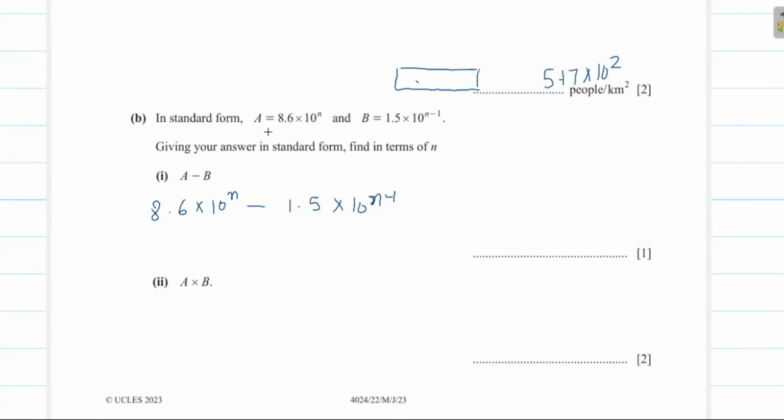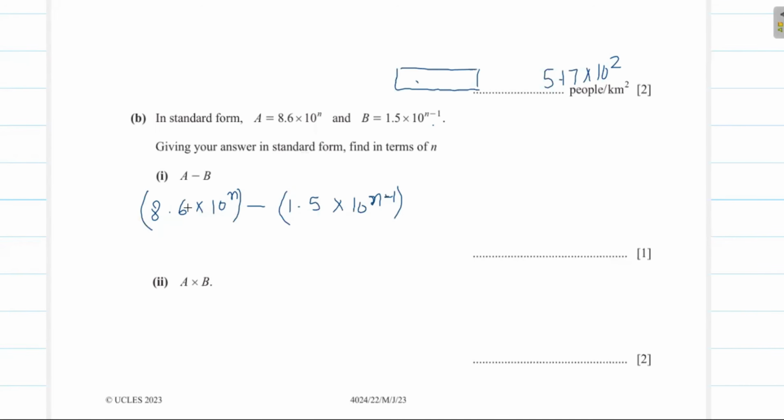Part B. In standard form, A equal to 8.6 multiplied by 10 power n and B equal to 1.5 multiplied by 10 power n minus 1. Find in terms of n, A minus B. Firstly, we write the value of A here. This is the value of A and this is the value of B.